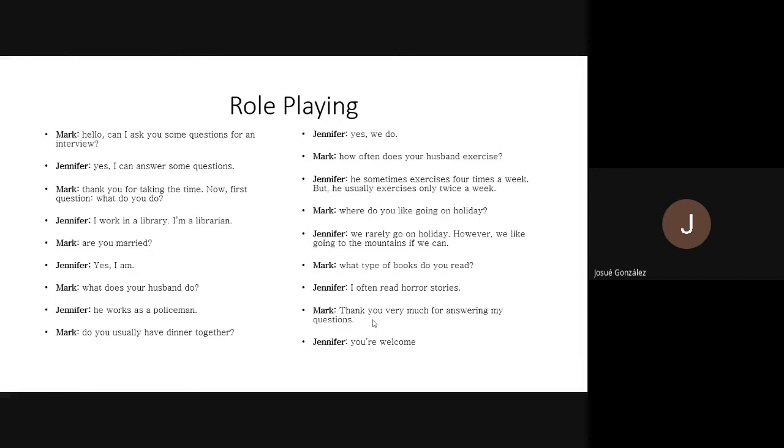What does your husband do? He works as a policeman. Do you usually have dinner together? Yes, we do. How often does your husband exercise? Well, he sometimes exercises four times a week, but he usually exercises only twice a week. Where do you like going on holiday? We rarely go on holiday. However, we like going to the mountains if we can.